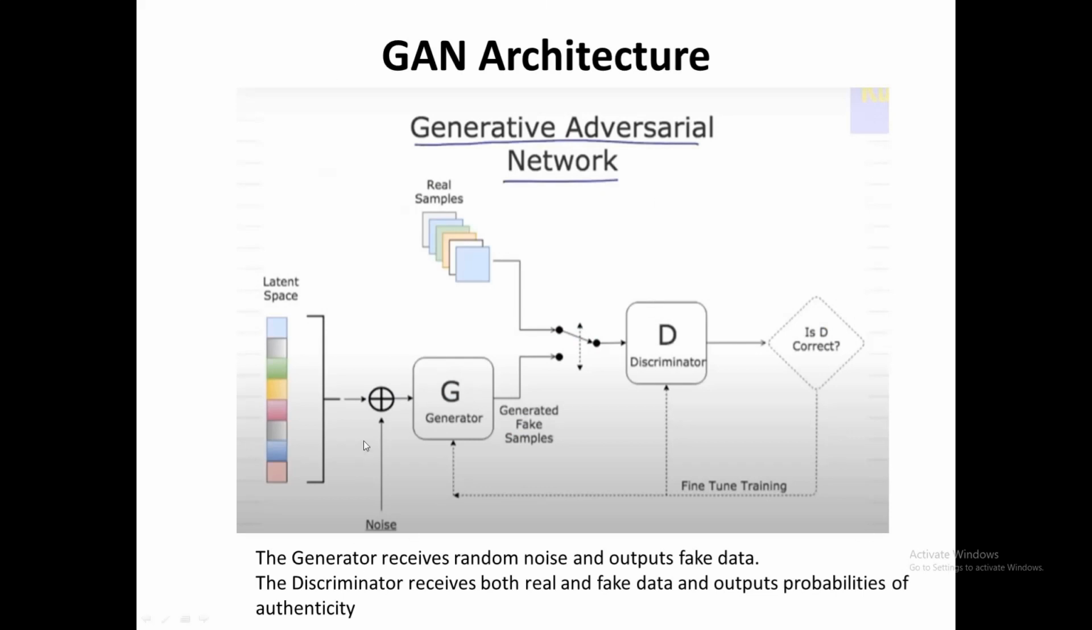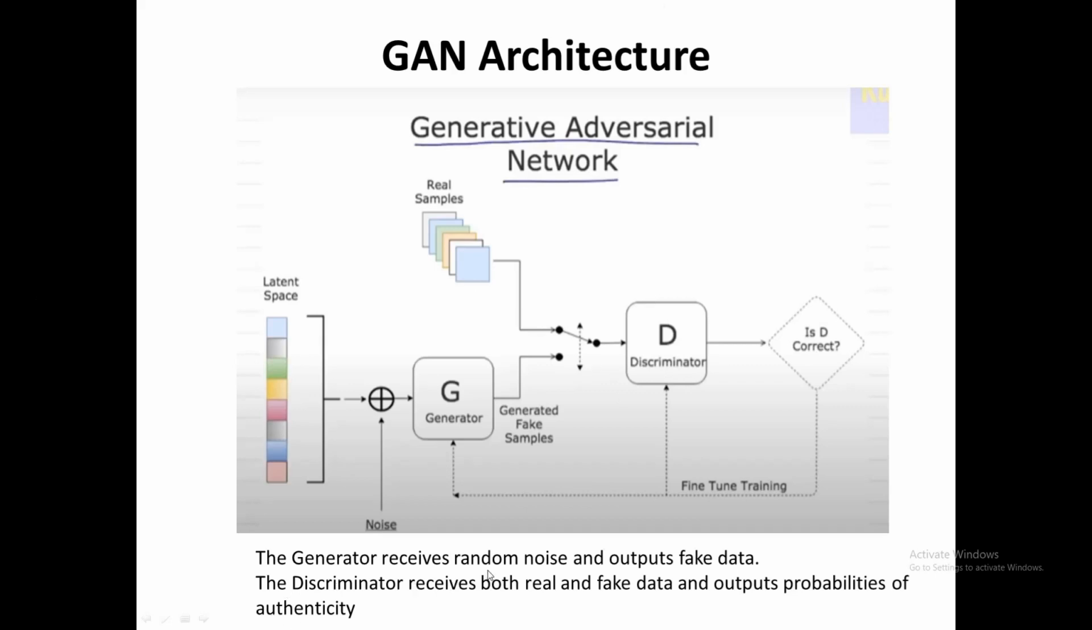For the generator, we are giving the noise as well as some latent space. It generates the fake samples. For the discriminator, the generated fake samples as well as the real samples are given. The discriminator discriminates the images, which one is real and which one is fake. If there is any difference between the generated images and the real images, again the fine tuning takes place for both the generator and the discriminator.